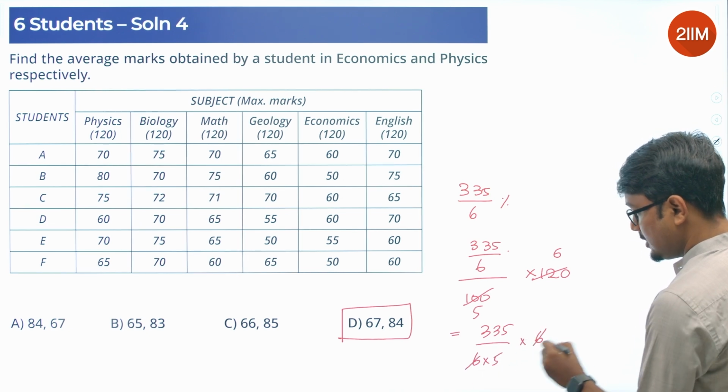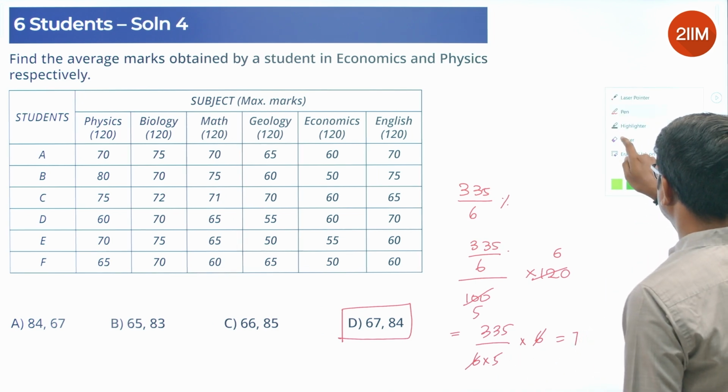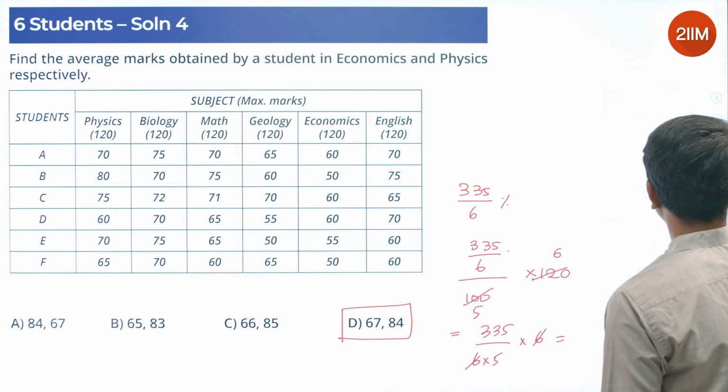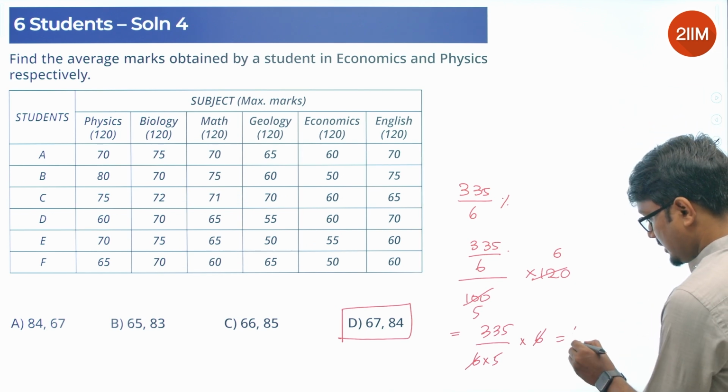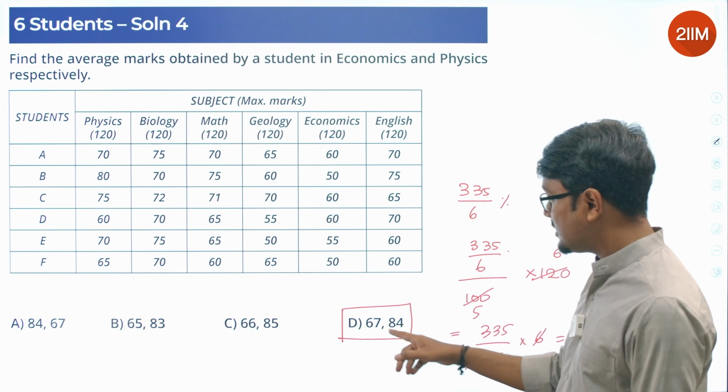Okay. And even you can sort it out like this, 335 divided by 6 into 5 times of 6. 6 gets cancelled. 7, not 7, I'm sorry. 33, no? 30, then 35. 67 marks. Yeah, we got it. So the answer here is 67, 84.